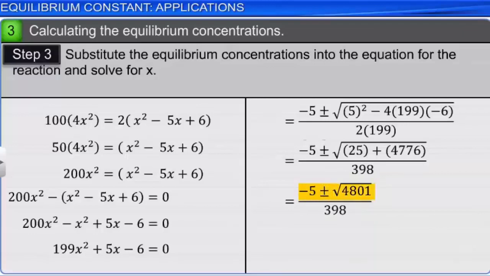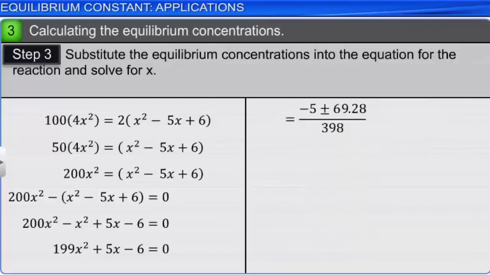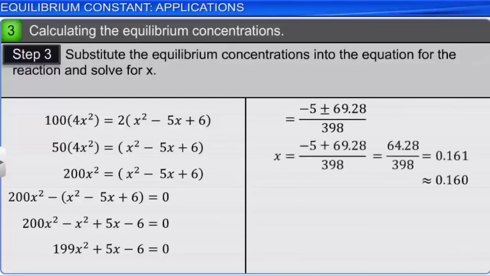This can be further written as minus 5 plus or minus square root of 4,801 divided by 398. The square root of 4,801 is 69.28. Hence, the equation can be written as minus 5 plus or minus 69.28 divided by 398. This can be written in two forms. One form is x is equal to minus 5 plus 69.28 divided by 398, which is equal to 0.160.